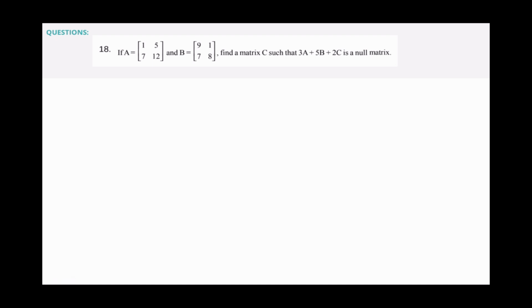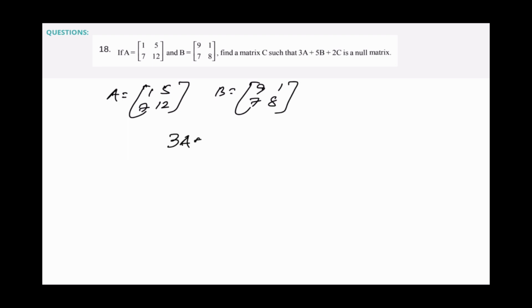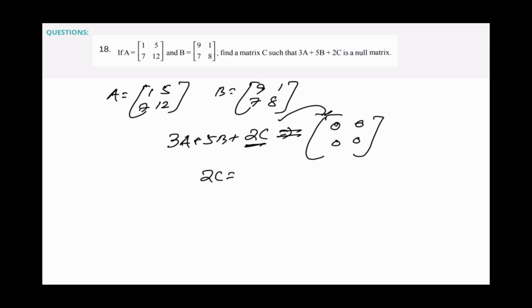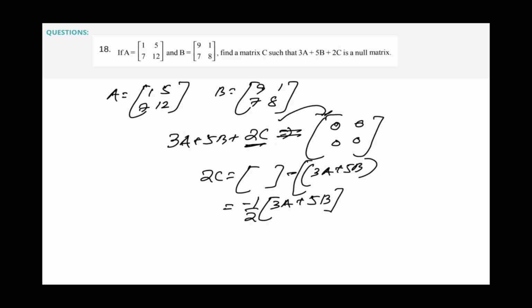Coming to the next part, A is given as this and 1, 5, 7, 12. B is given as 9, 7, 1, 8. We have to show that 3A plus 5B plus 2C is a null matrix, that is equal to 0, 0, 0, 0. Oh no, you don't have to show, you have to find C such that this is a null matrix. So very easy. 2C is equal to null matrix minus 3A plus 5B. So basically C is minus half of 3A plus 5B.